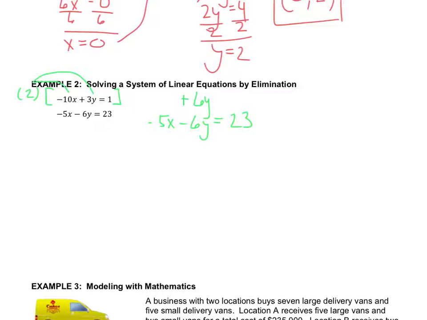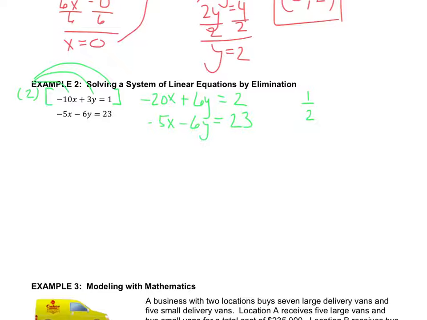So 2 times a negative 10x is a negative 20x. But I also am going to do 2 times the other side. 2 times 1 is 2. So as long as I multiply everything in the entire equation, both left side and right side, by that number, then it is still the same equation. It just looks a little bit different. And I always kind of say this is what it kind of looks like.